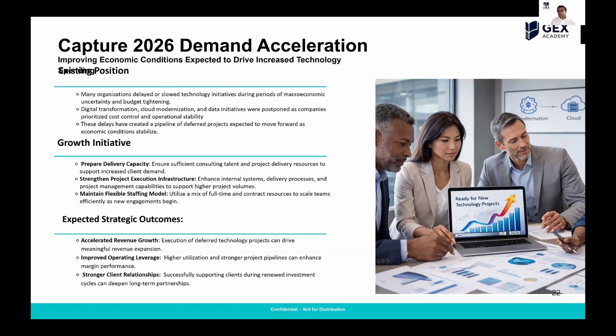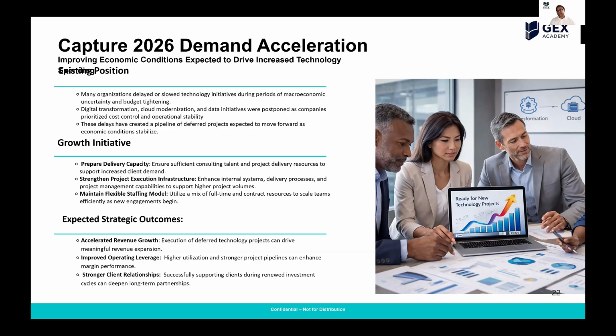So importantly, management is not arguing that these projects disappeared. Instead, the thesis is that many organizations still need to execute digital transformation initiatives, cloud modernization projects, data infrastructure investments, right, and also other technology programs, right. So timing was simply pushed out. So as economic conditions improve and corporate confidence strengthens, management believes that a portion of these different projects may actually begin moving forward, right. So from an investor's perspective, it's an important distinction.